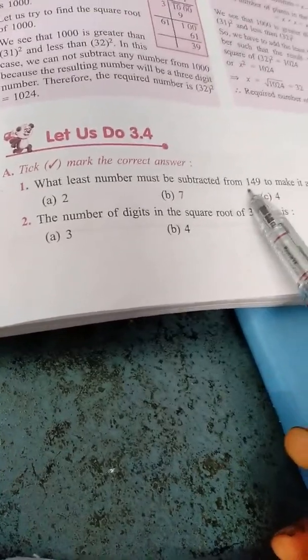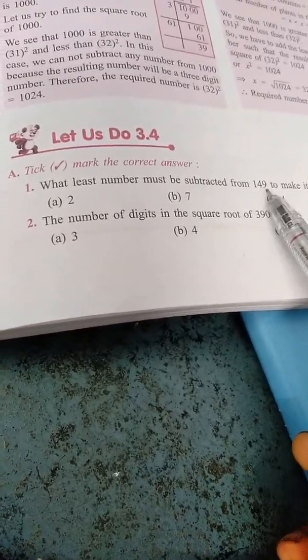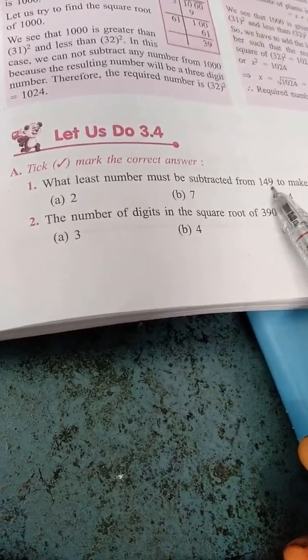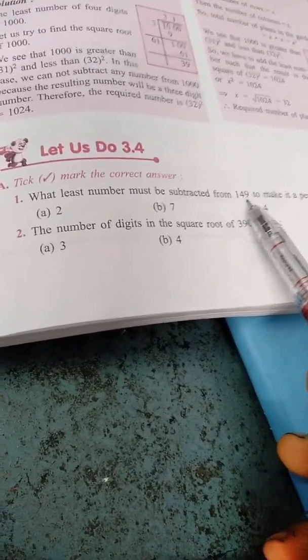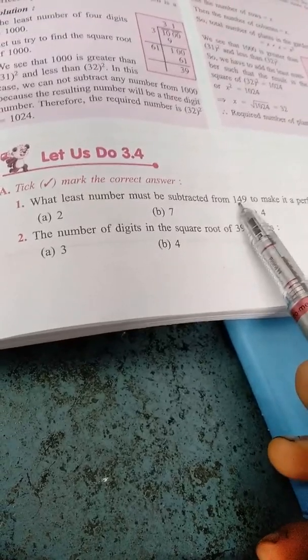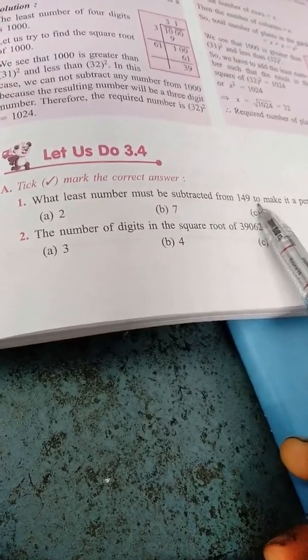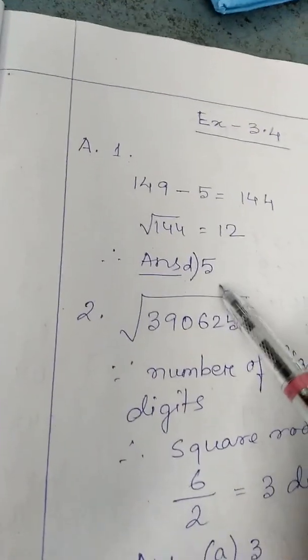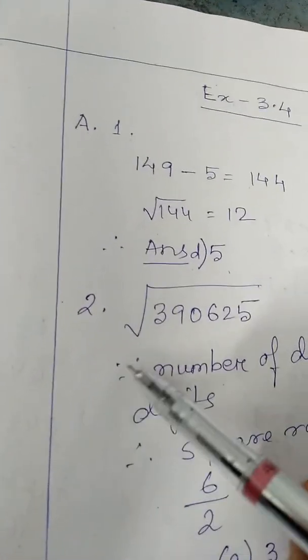Since 12 squared is 144 and 13 squared is 169, what number will you subtract to get the perfect square 144? So 149 minus 5. You will subtract 5. So the answer is 5.